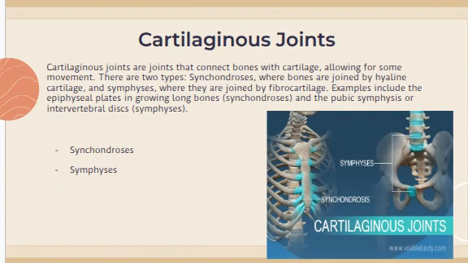And then moving on to the cartilaginous joints. So cartilaginous joints are joints that connect bones with cartilage, allowing for some movement. There are two types: the synchondrosis, where bones are joined by hyaline cartilage, and the symphysis, where they are joined by fibrocartilage. And examples include the epiphyseal plates in growing long bones, which are synchondroses, and the pubic symphysis or intervertebral disc, which is the symphysis.